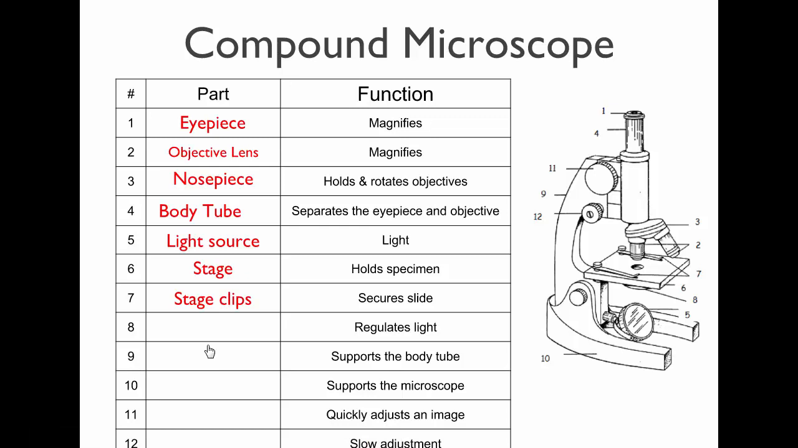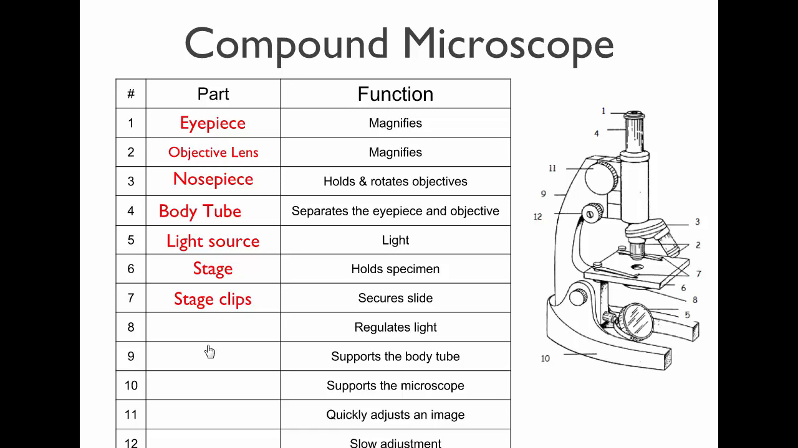What we are usually looking at on the compound microscopes is something that's been mounted on a slide. A slide is a piece of glass that you place on the stage, put your clips over it so it doesn't move around, and then you can see it.